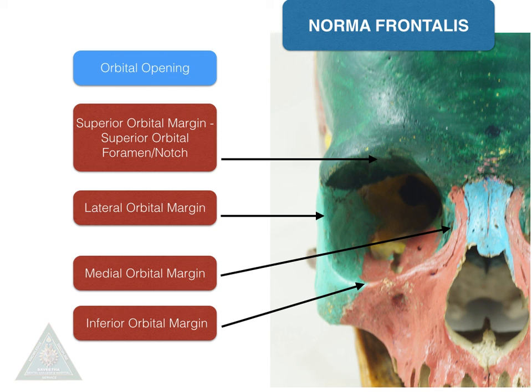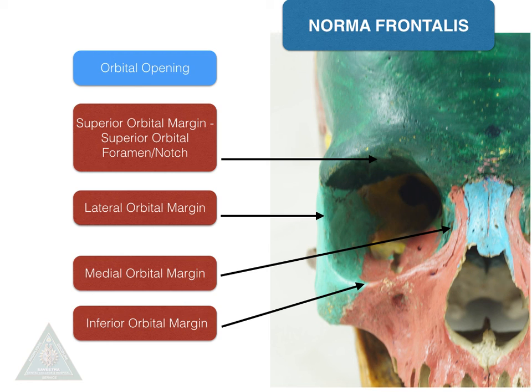On the superior orbital margin, between the medial one-third and the lateral two-thirds, we have the supraorbital foramen or notch. The supraorbital foramen or notch transmits the supraorbital nerves and vessels. The supraorbital artery is a branch of the internal carotid artery, and the supraorbital nerve is a branch from the ophthalmic division of the trigeminal nerve.